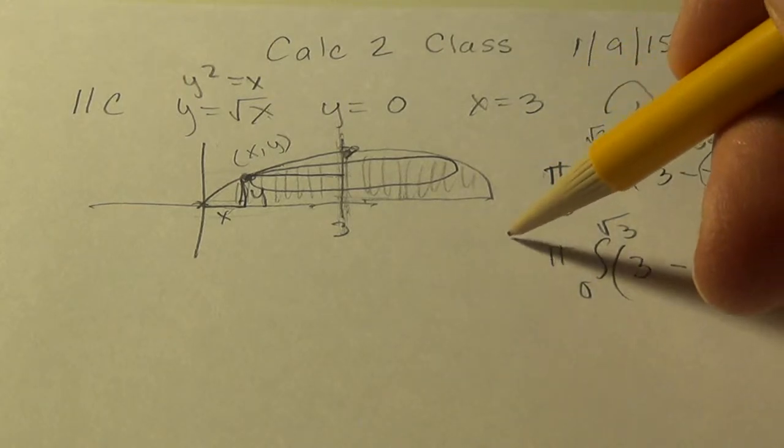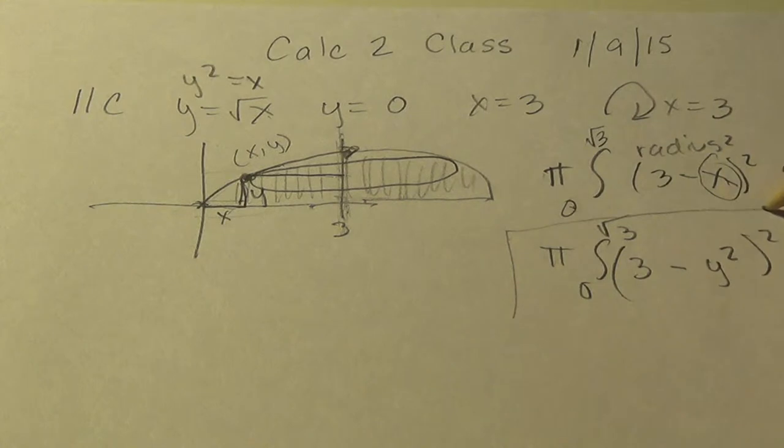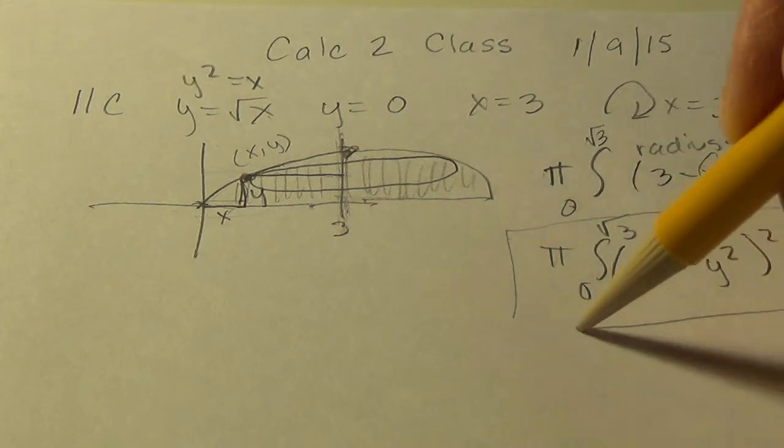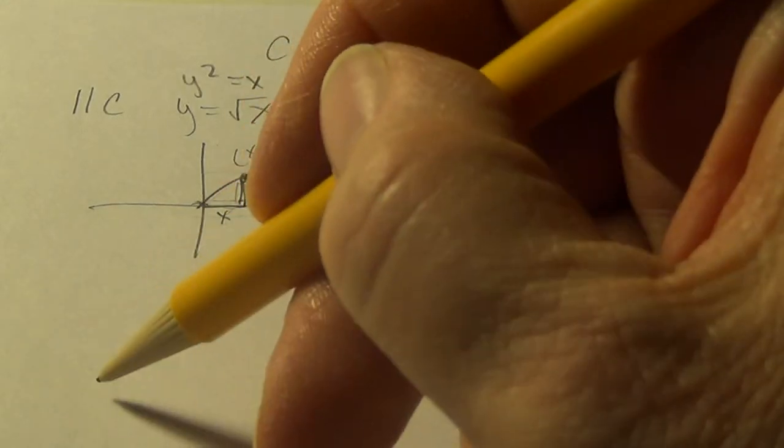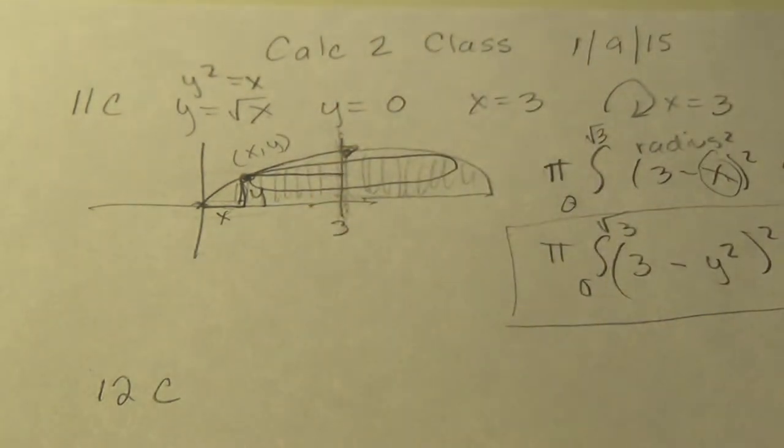We didn't work it out. You need to work it out for your assignment, but I just wanted it set up correctly and reviewed in that way. So let's look at the next one. After 11C, we did 12C, I believe.